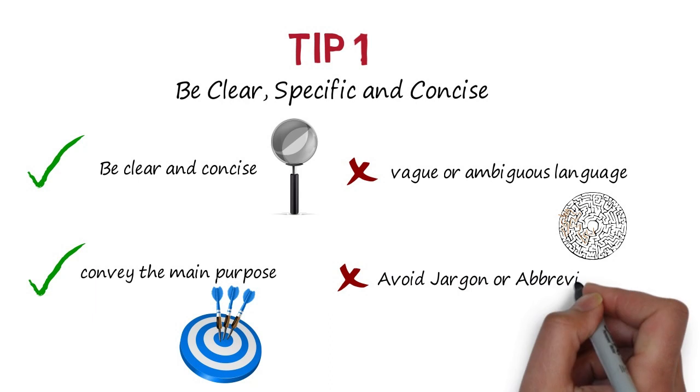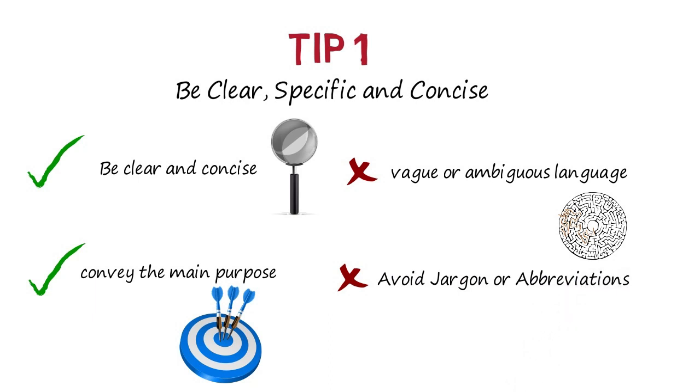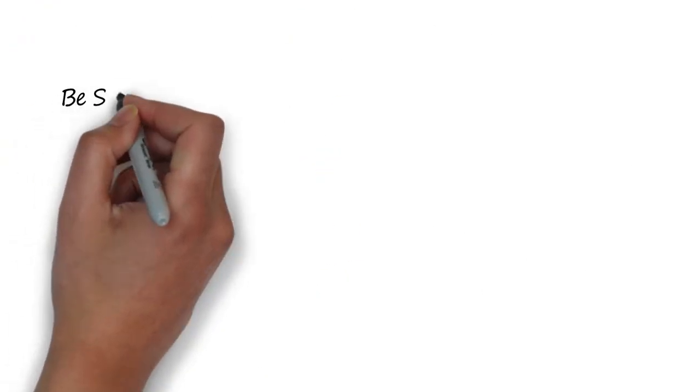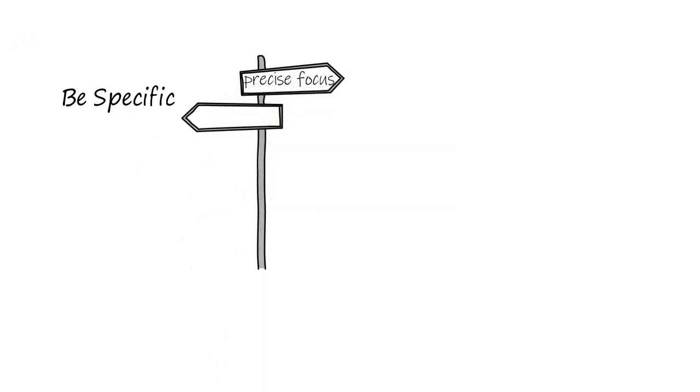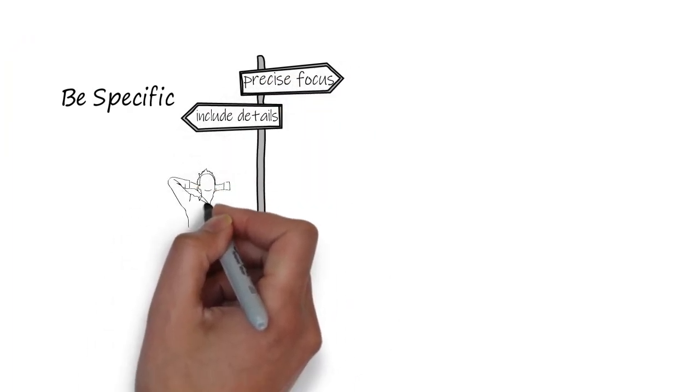Avoid jargon or abbreviations. While it's important to use relevant keywords, avoid excessive use of jargon or abbreviations that may be unfamiliar to a wider audience. Opt for clear and accessible language that can be easily understood by both experts and non-experts in your field.